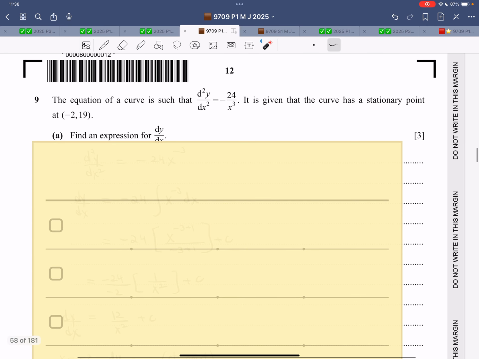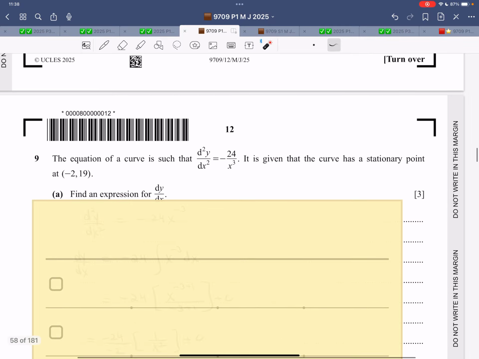Now let's look at question number 9. It says the equation of a curve is such that the second derivative is given. It is given that the curve has a stationary point at (-2, 19). Find an expression for dy by dx.